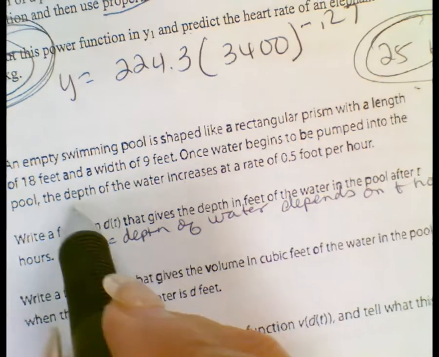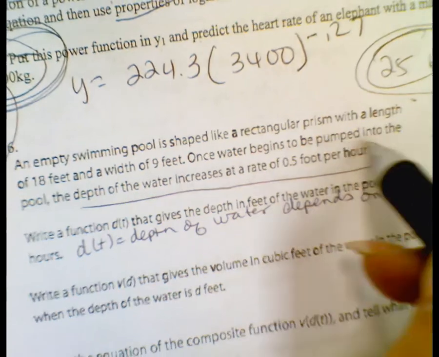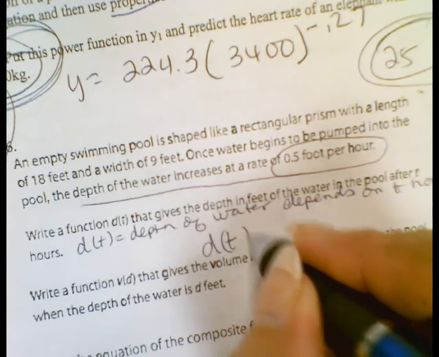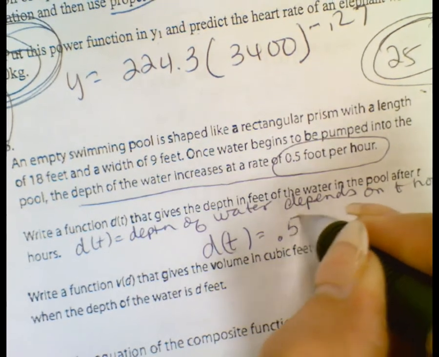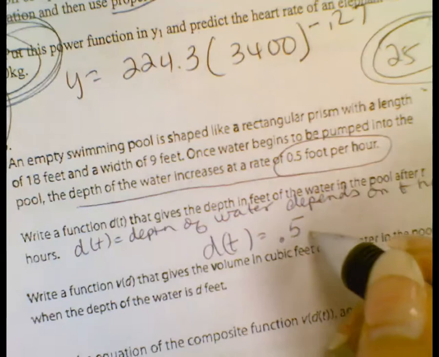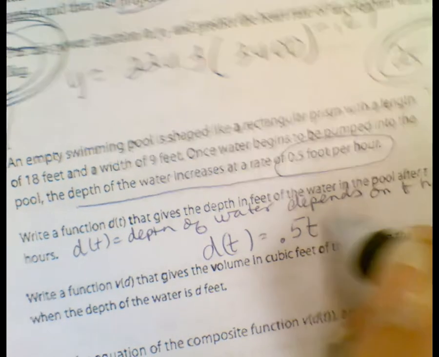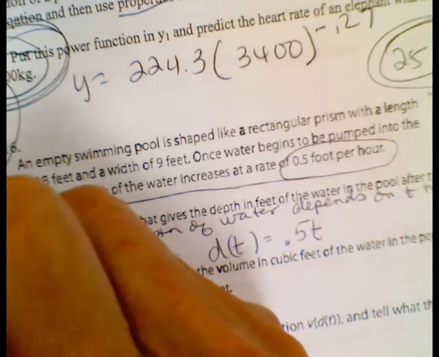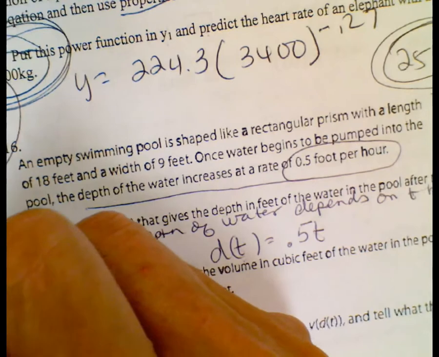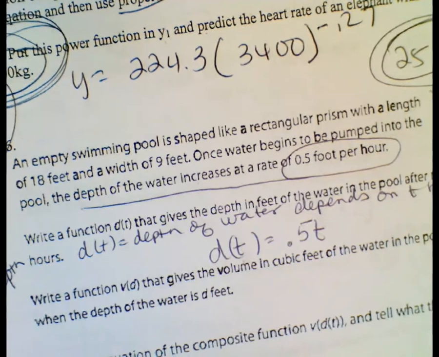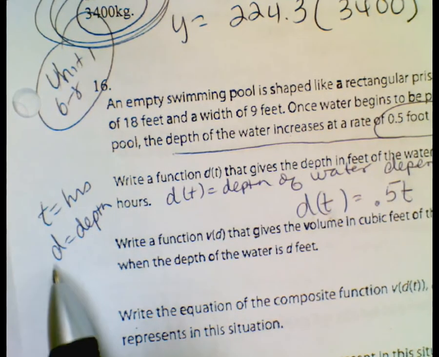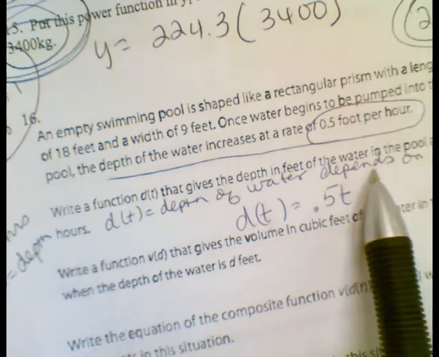So it tells you right here what that is. The depth of water increases at a rate of 0.5 feet per hour. That's what d of t is. So d of t is equal to 0.5 times your hours. Don't put h, put t, because t is representing hours. T is hours. D is depth of water. D of t is depth of water depending on t hours.